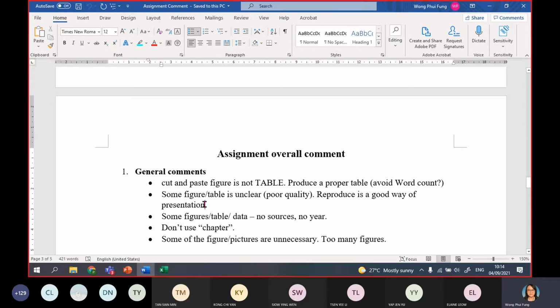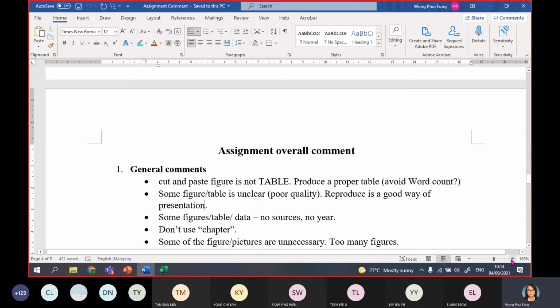And some figures are actually not clear. Some figure tables are actually not so clear. I would suggest that reproducing is a good way of presentation. This is what I have seen in the group. I can't forget the group.